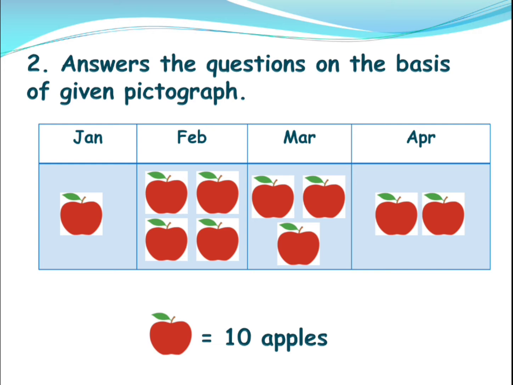Minimum means less, maximum means more. So minimum means less number of apples, which is in January. There are only 10 apples there, so you'll write January. So looking at the pictograph you have to answer the questions.